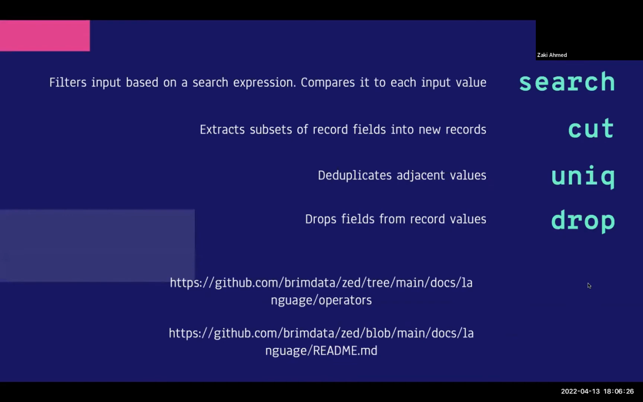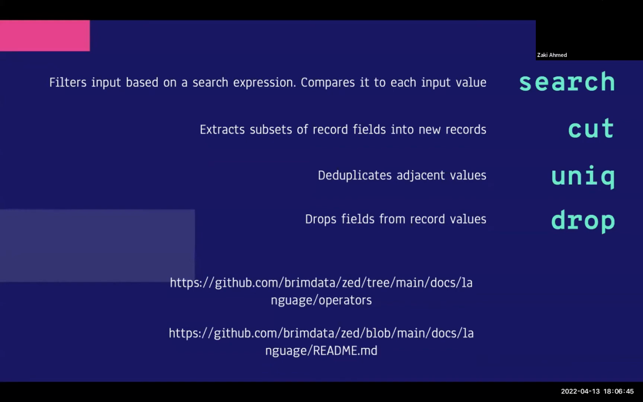And then there's lots of operators that can be used in Brim as well. These are just a few of them. The search operator filters input based on a search expression and compares it to each input value. This is done by default in each query, so you don't actually have to put search in. It does it if you just don't pick any other type of operator to use.